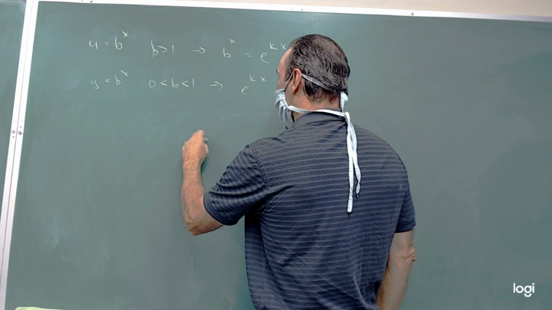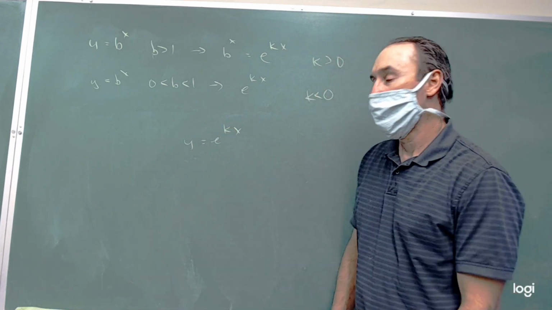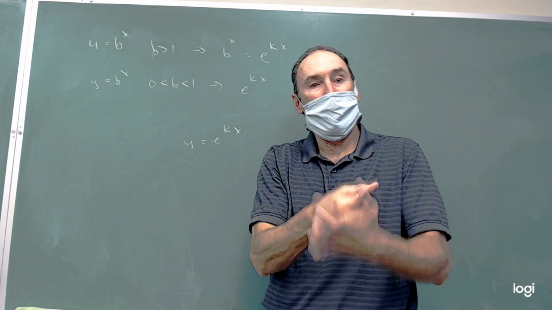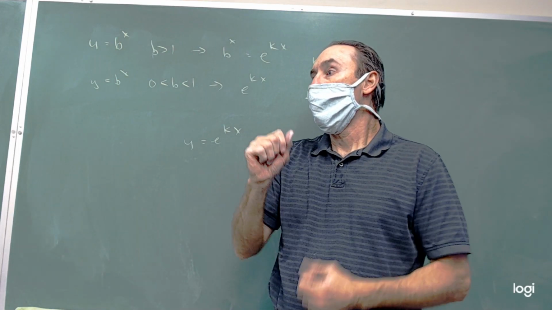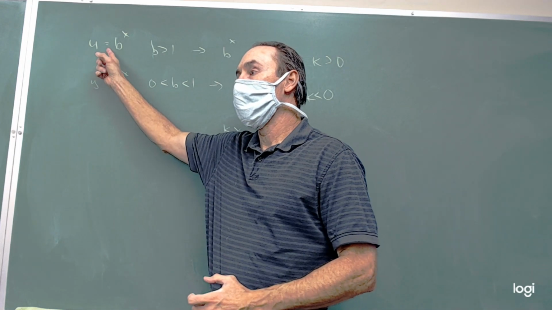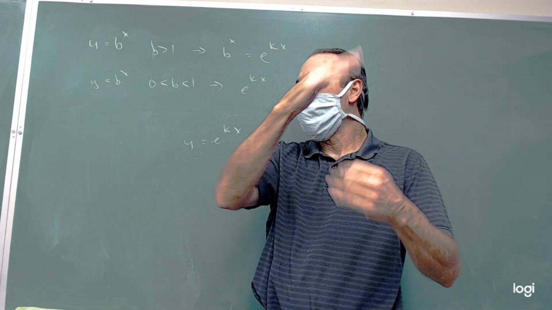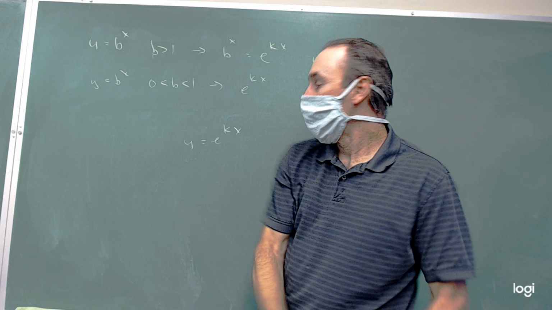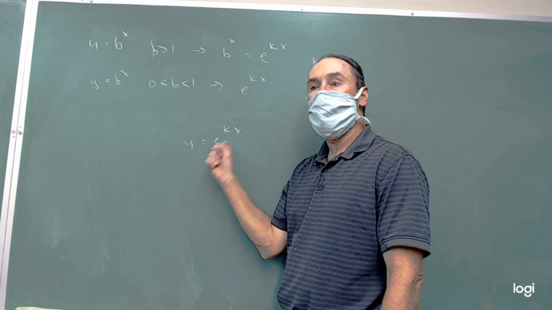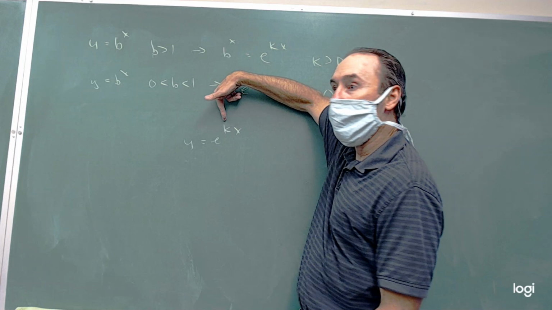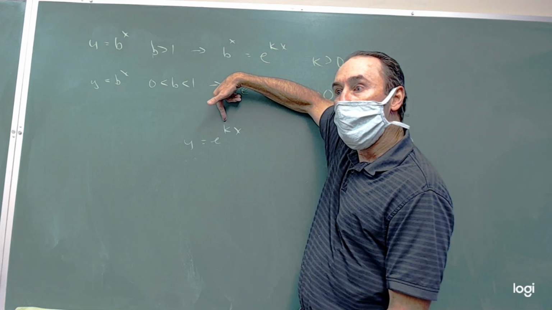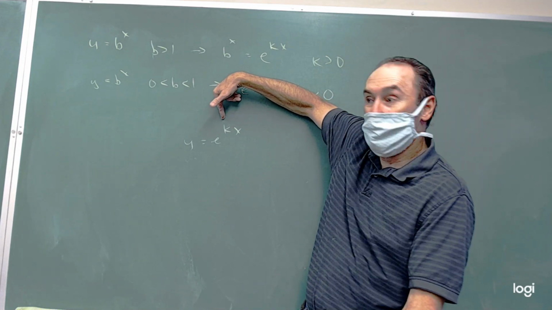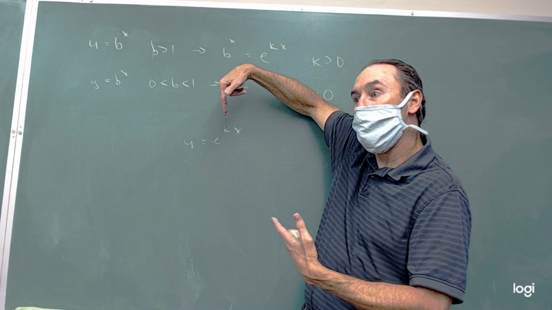So when we look at y equals e to the kx, let me back up. When we had y equals b to the x, we could tell at a glance if it was going to be growth or decay based on the size of b. b bigger than 1 is going to be growth. b between 0 and 1, a fraction, a decimal less than 1, is going to be decay. We do the same thing with e to the kx, but now what makes it growth is that the k is positive. And what's going to make it decay is that the k is negative.